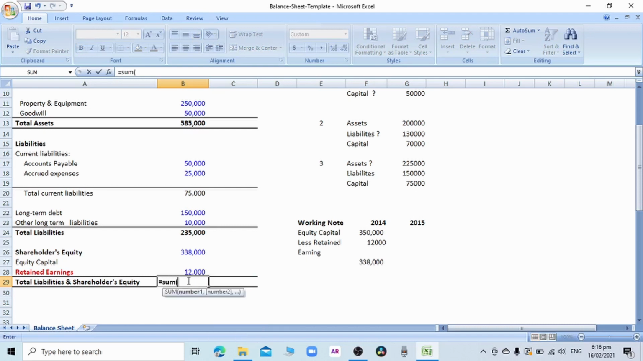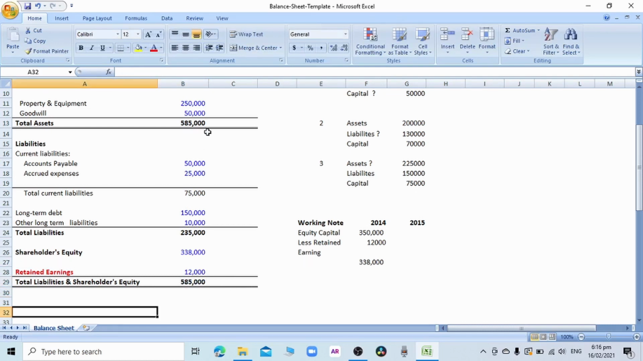The sum is equal to total liability plus shareholder funds, or the capital, or retained earning. See, okay, I'll remove this for you as well. So we will get the same total that we have in the asset side, like 585,000, and here is 585,000, right? This is the case if you have retained earning.